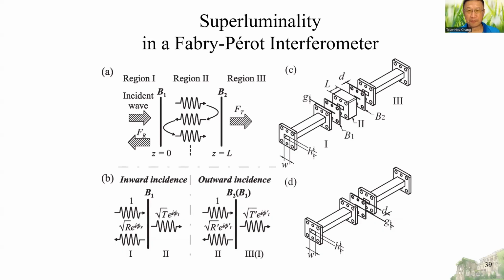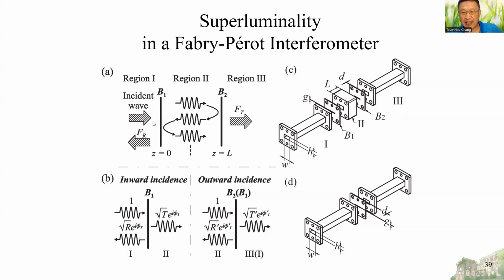Okay. So first one, in this one, section 1, section 2, section 3, 1, 2, 3, the same waveguide geometry. What is different is boundary 1 here, an iris, a small hole. Boundary 2, a small hole here.